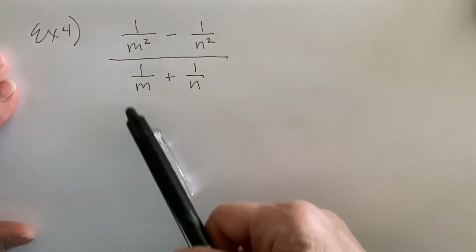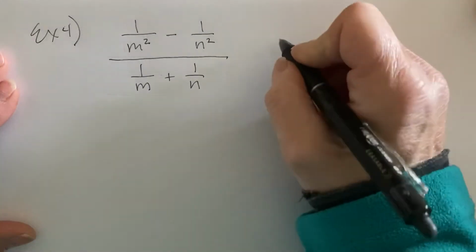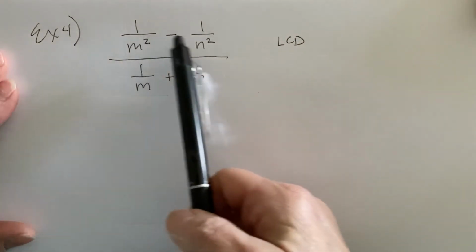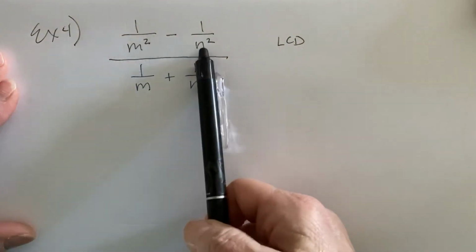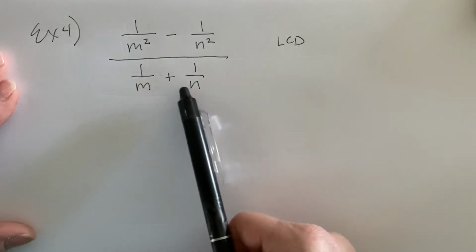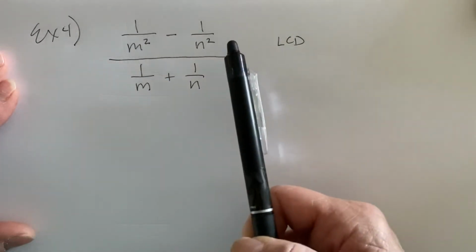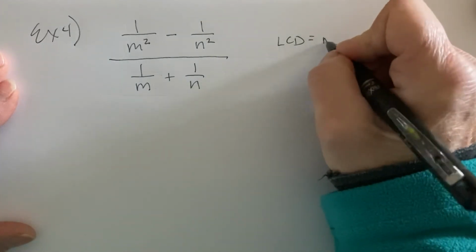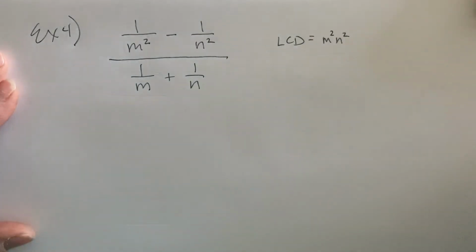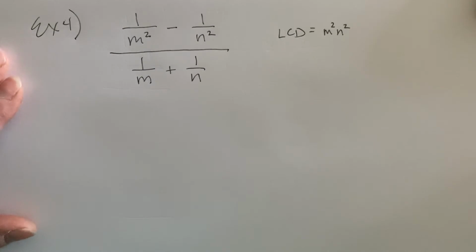Clearing the fraction. So I need to find the LCD of all of these fractions. I've got an m squared, I've got an n squared, I've got an m, and I've got an n. So I've got m's and n's, and I simply use the highest exponent. The LCD is m squared n squared. So I'm going to multiply.